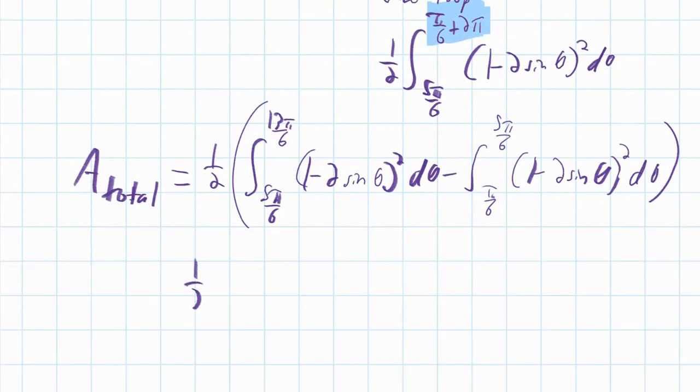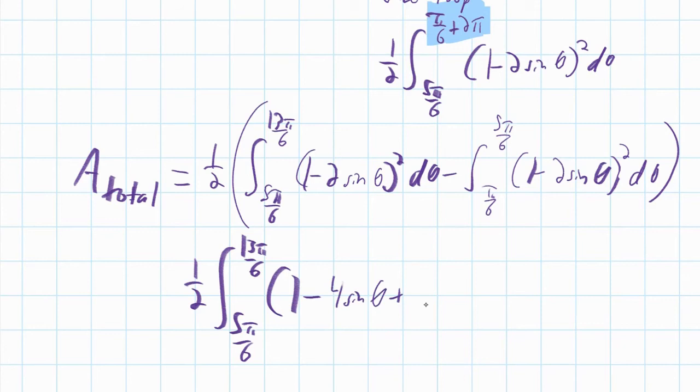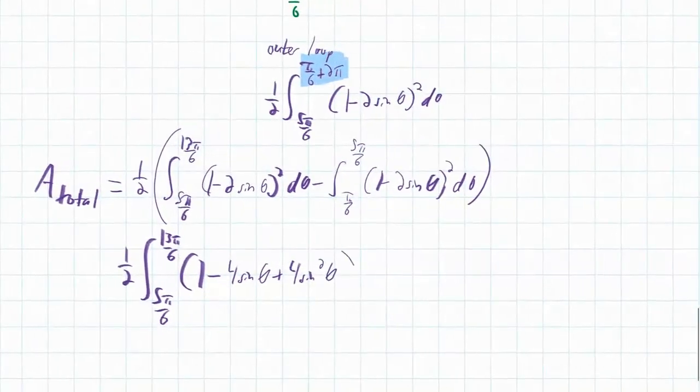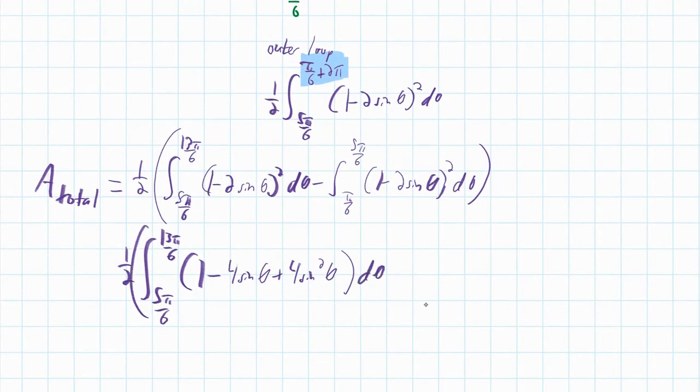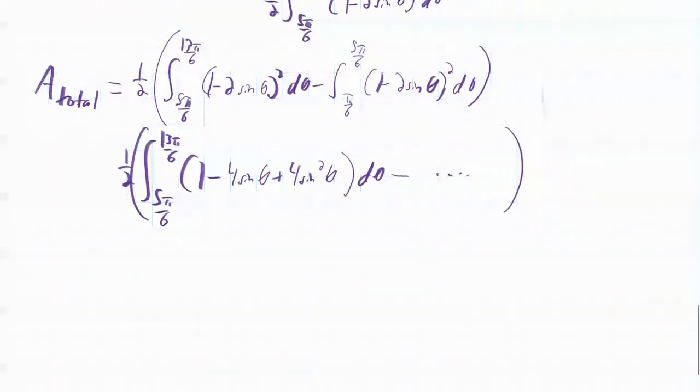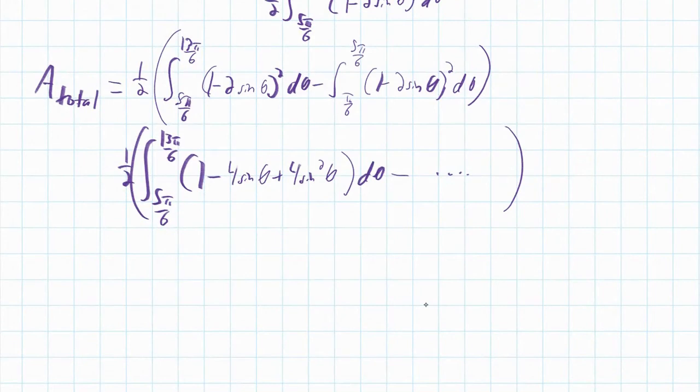we're going to do 1/2 integral from 5 pi over 6 to 13 pi over 6. I'm going to have to expand. We're going to expand this: 1 minus 4 sine of theta plus 4 sine squared theta. Keep that factored out. D theta minus, I'm going to put a little dot, dot, dot there because I know that's poor math, but we're just going to do this part here and then we'll bring it all together.